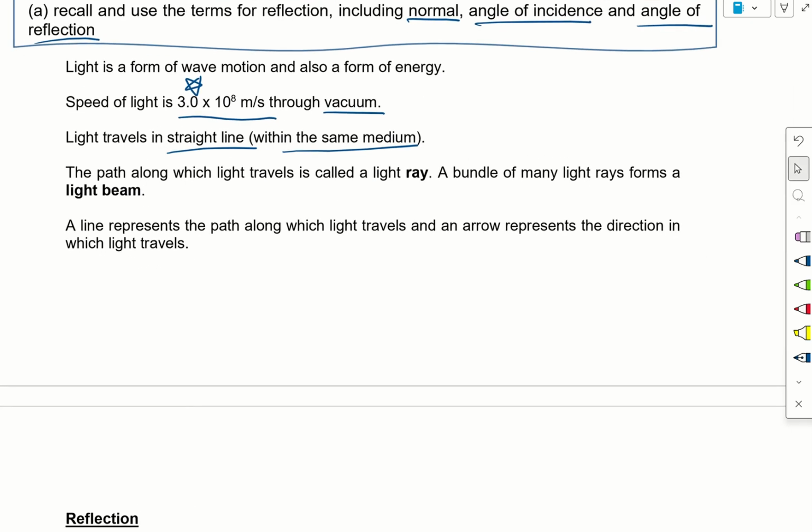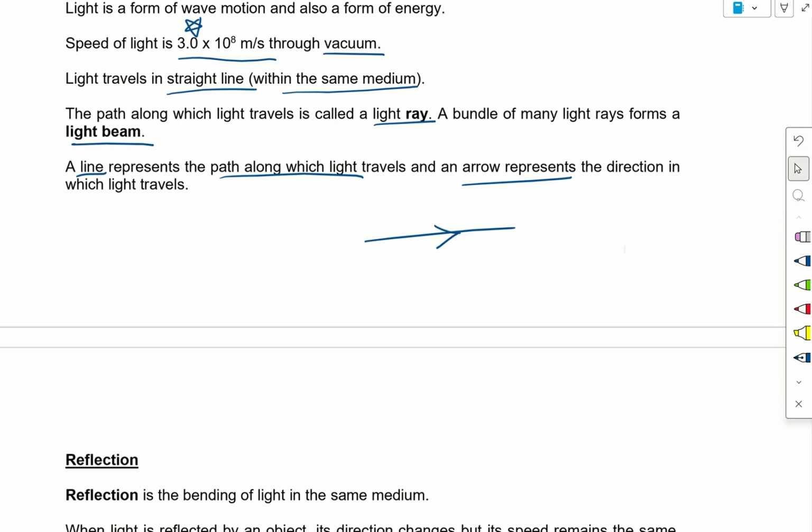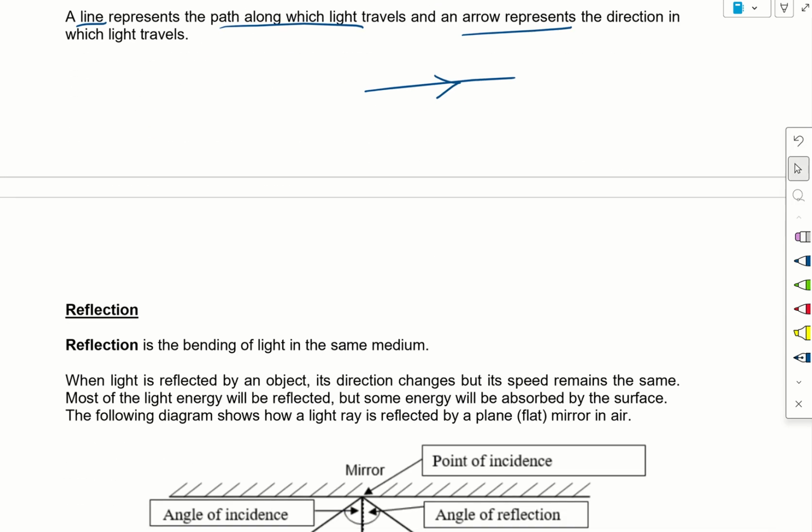The path along which light travels is called a light ray. A bundle of many light rays form a light beam. How do we represent light? We represent it using a line, which is the path that the light travels in, and an arrow to represent the direction in which the light travels. So for example, something like this means the light is going from left to right.